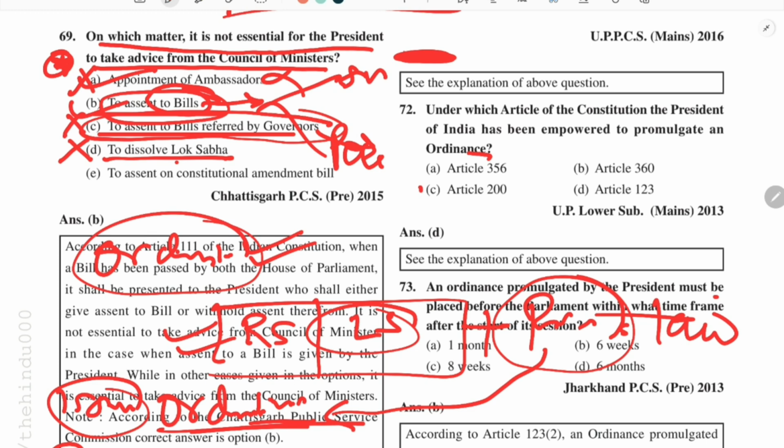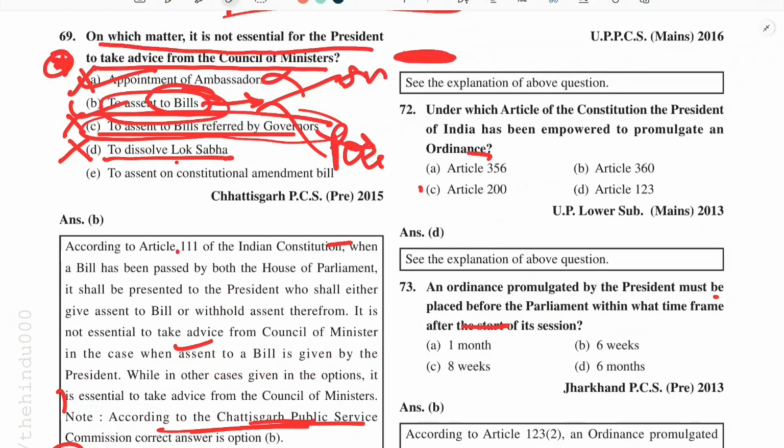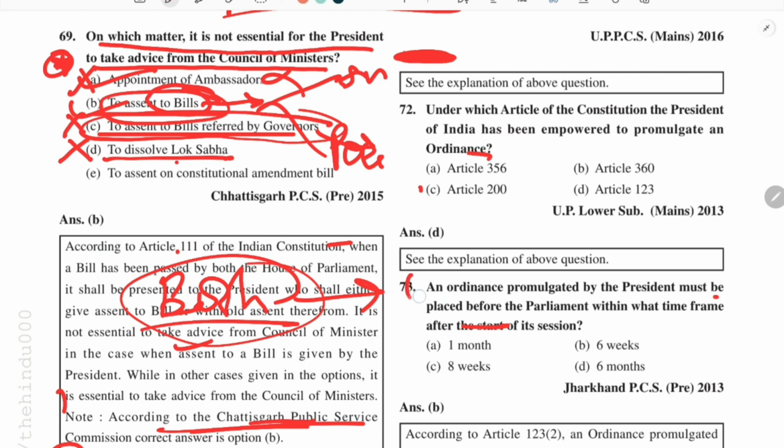So when this ordinance is made, every ordinance issued by the President during this recess of Parliament, when either house or one of the houses or both of the houses are not in session, has to be laid down before both houses of Parliament. If it is passed by both houses of Parliament, then that ordinance becomes an act.